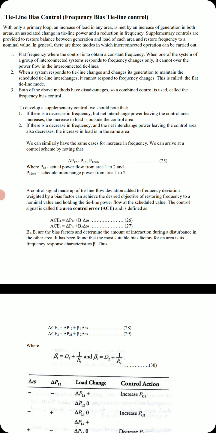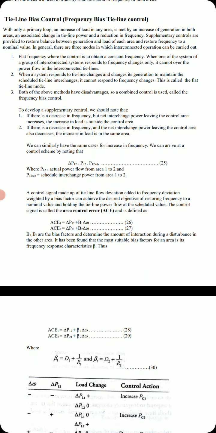To develop such control, we should note two points. Number one, if there is a decrease in frequency but the net interchange power leaving the control area increases, the increase in load is outside the control area. The second one is, if there is a decrease in frequency and the net interchange power leaving the control area also decreases, the increase in the load is in the same area. We can similarly have the same cases for an increase in frequency.